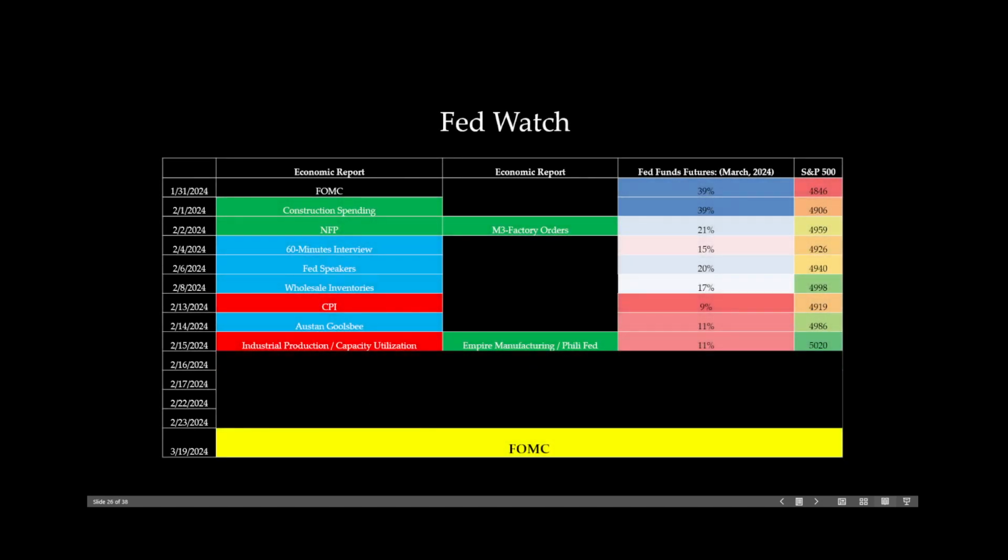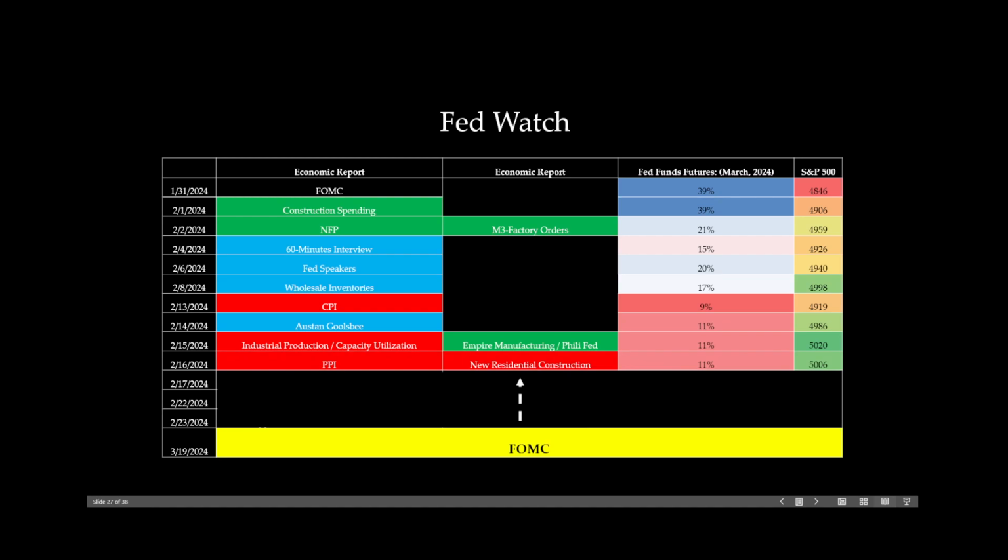Also, in our regular installment of our Fed Watch, we document the major economic numbers and their impact to the Fed funds futures and the odds of an interest rate cut in the next meeting in March. We also reference the S&P 500 as this can tell us a great deal about the significance of the report. Today's PPI and housing numbers can both be considered negative, and accordingly, we painted them red on the chart.